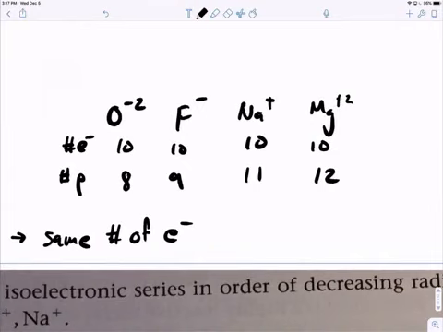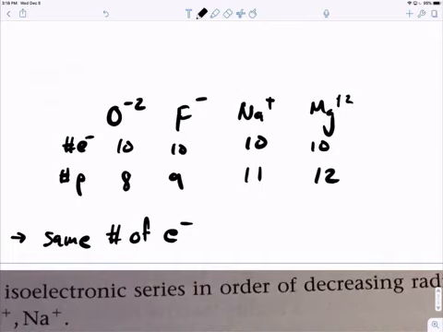The difference is that the elements always retain the number of protons. So an oxygen atom has 8 protons and 8 electrons. I know, 6 valence, 2 core, but when you add 2 electrons to it, the O2 minus, it still has 8 protons, but now it has 10 electrons. So these all have the same number of electrons, but oxygen has 8 protons, fluorine has 9, sodium has 11, and magnesium has 12. And the more positive center is the smaller ion.